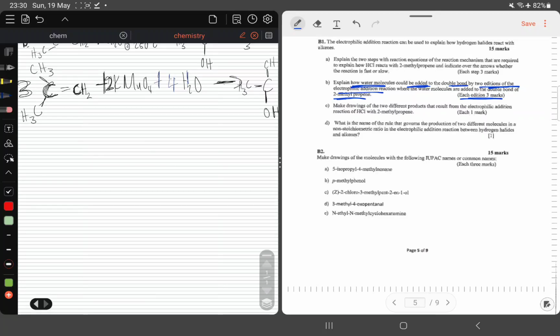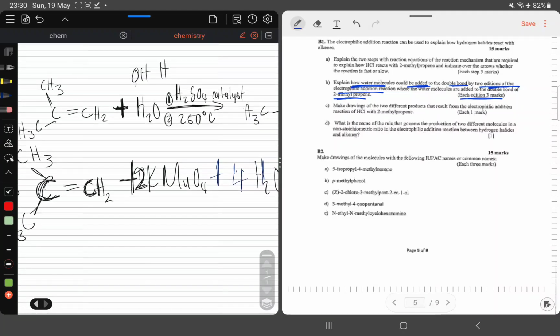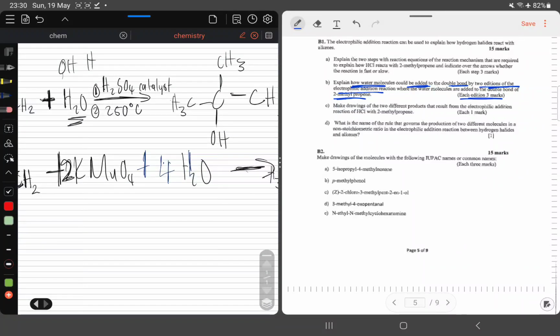It is one by oxidation. And then the other one, you can see that in this other one, we have here again addition of water. So this is going to be the thing, and that's done.